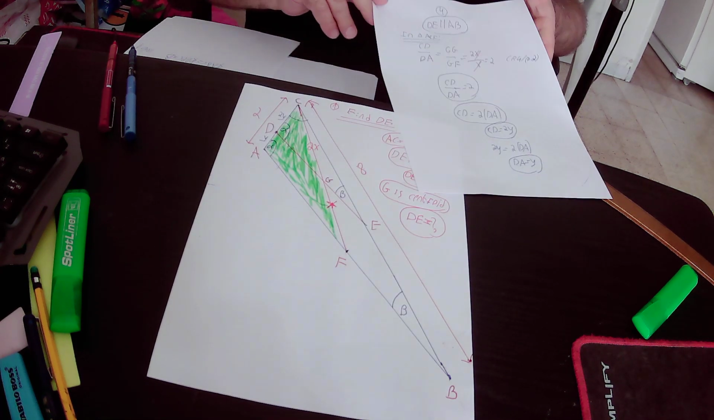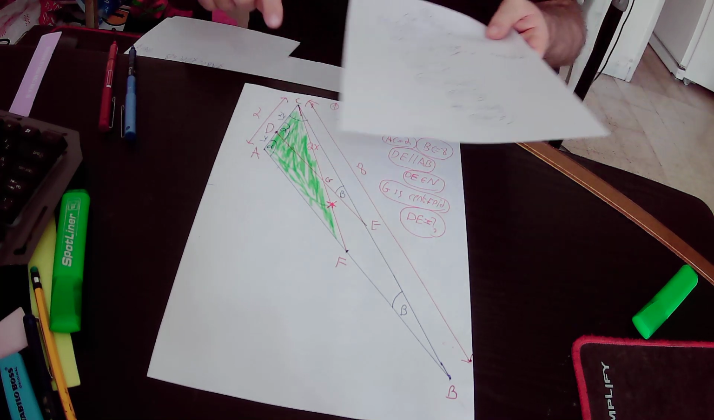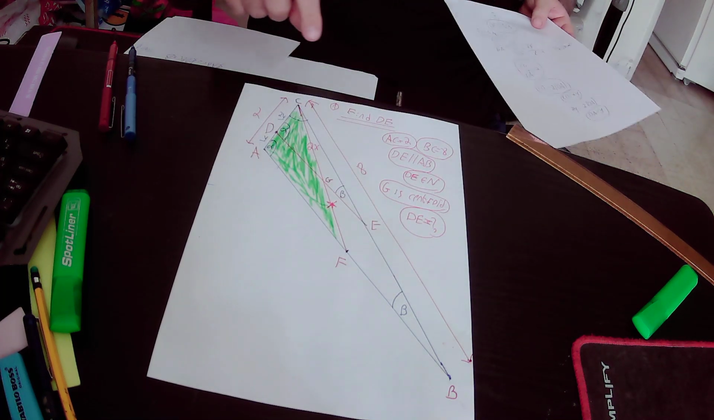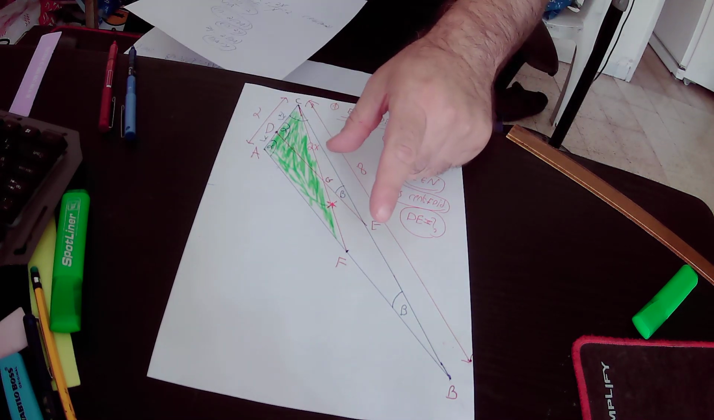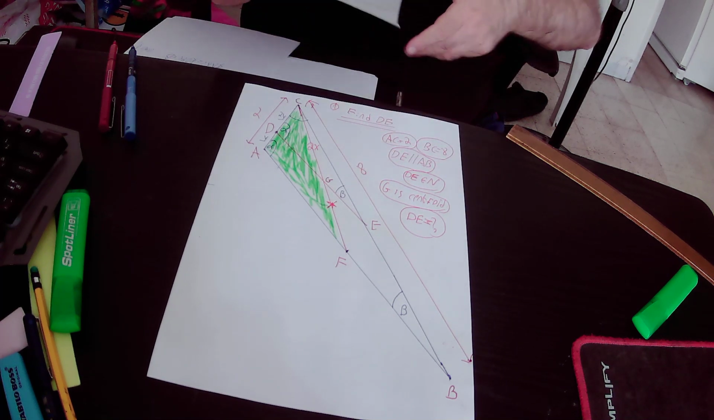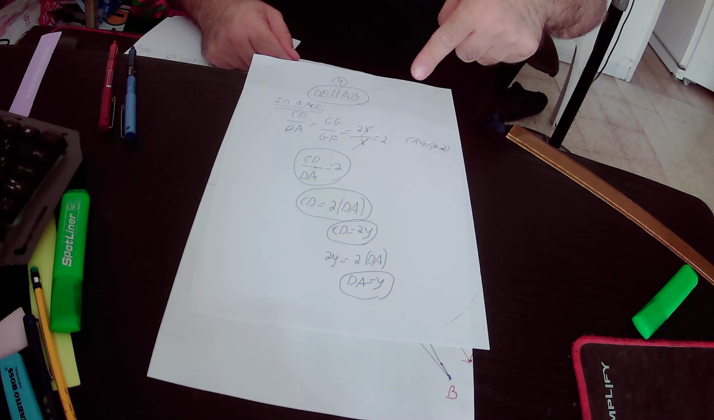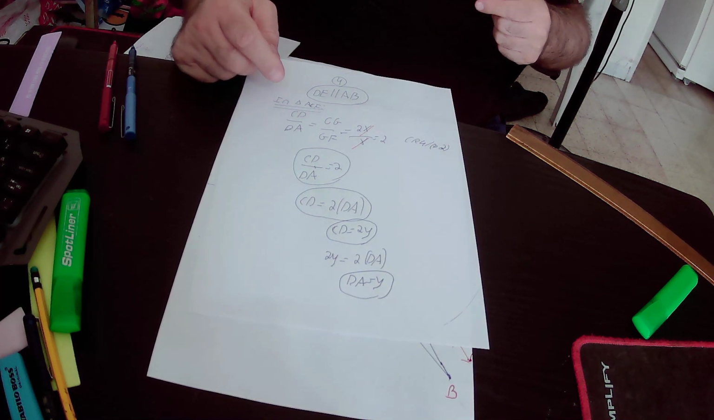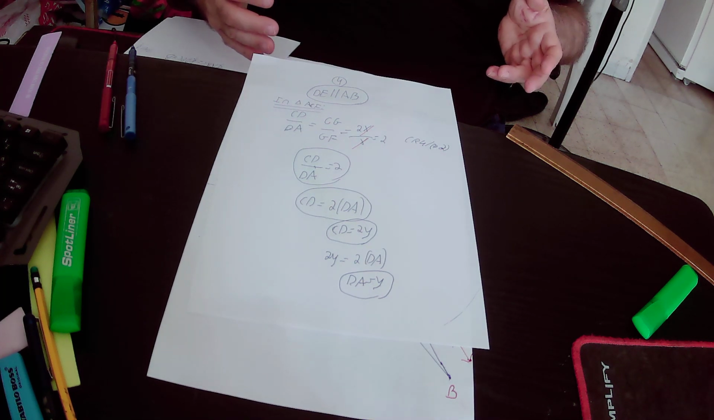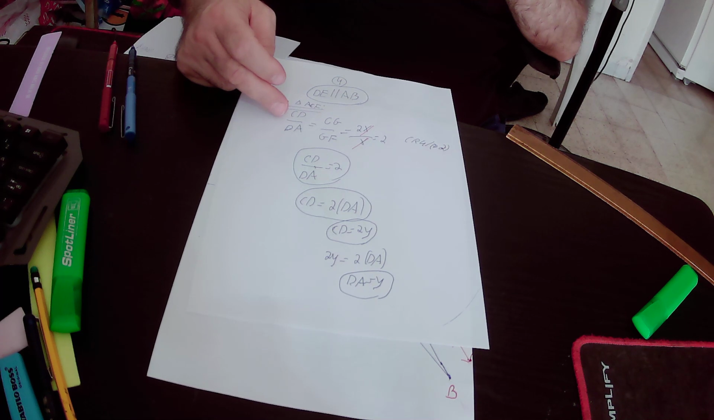But what is the value of CG? CG equals 2x. And what is the value of GF? The value of GF is x. So we can write here that GF equals x and CG equals 2x. We got that CD over DA equals 2x over x. x over x is 1, so x will get cancelled, and we are left with CD over DA equals 2.